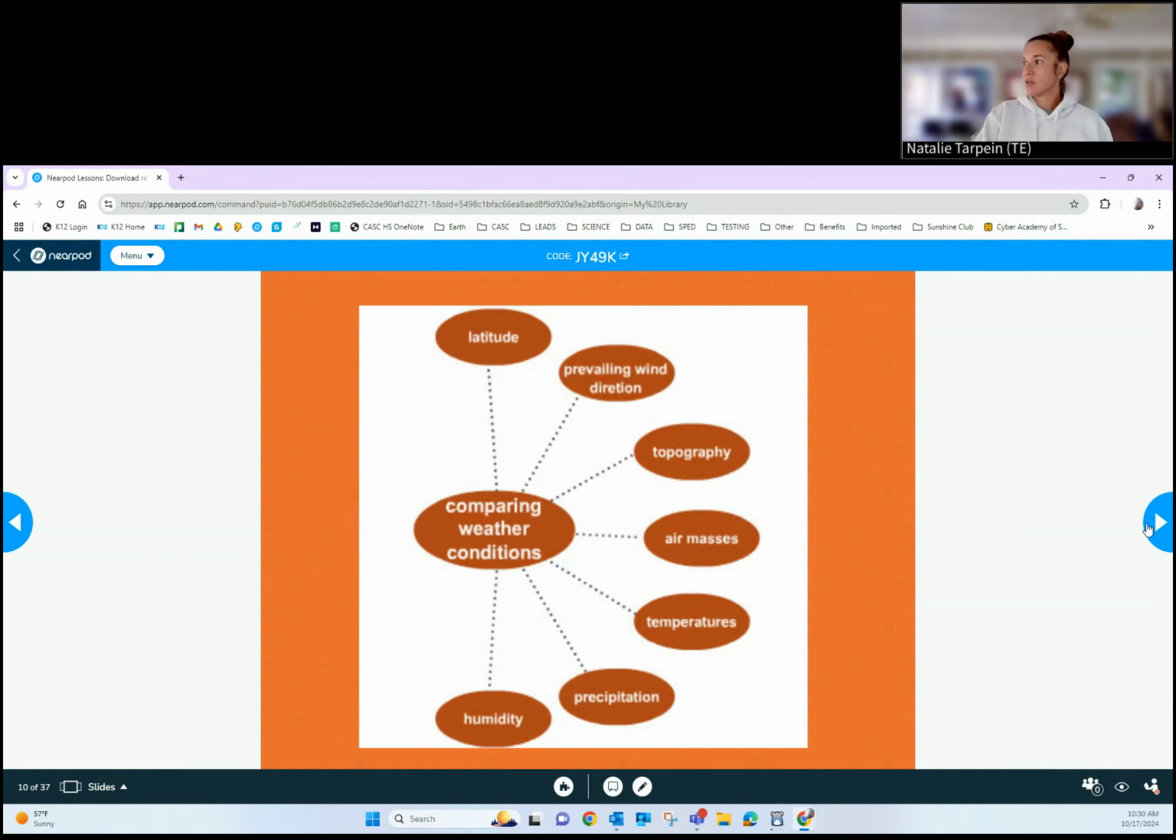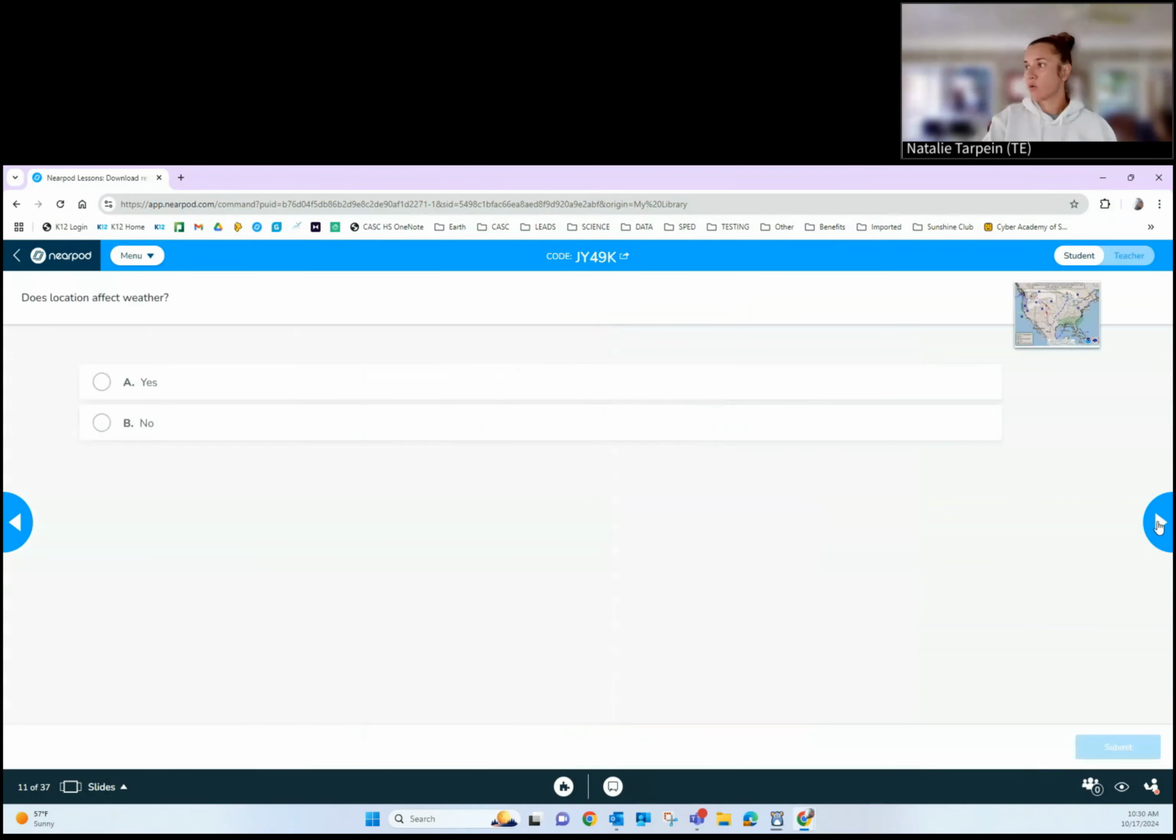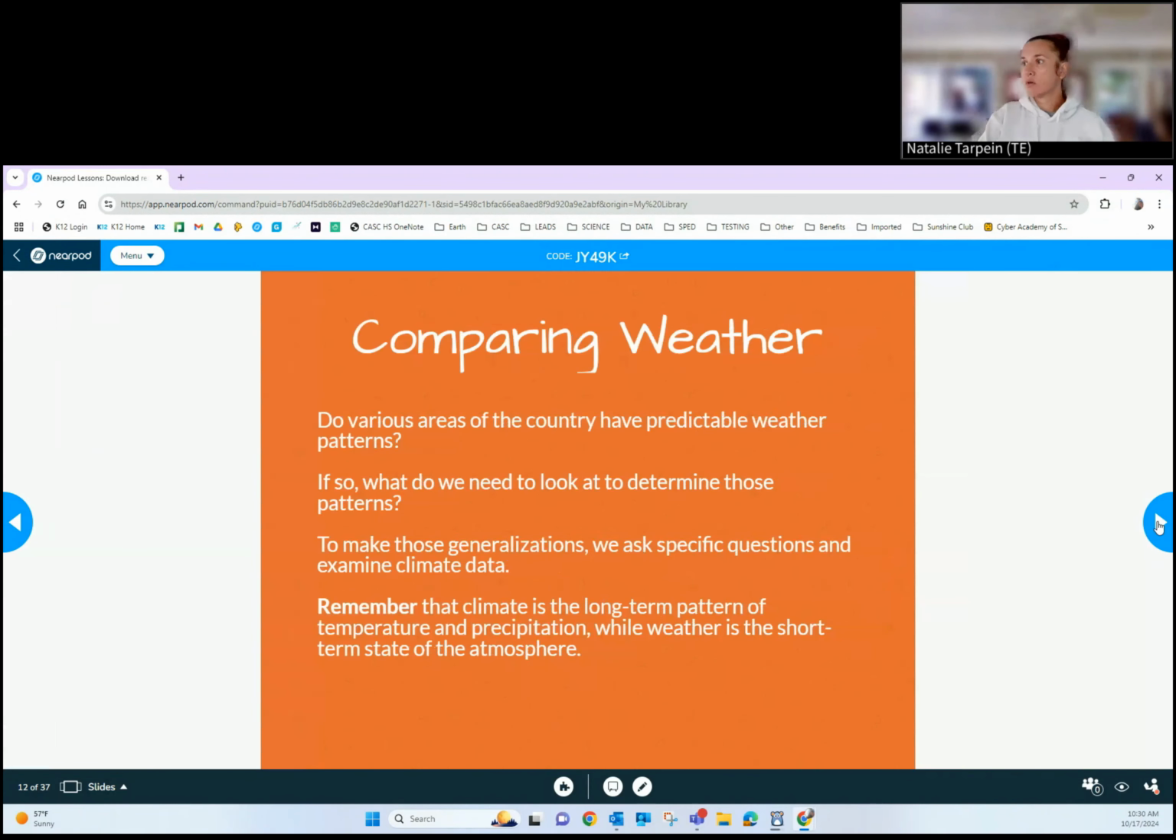Right, and then there's a nice little graphic for you to compare weather conditions. We're going to take a look at some of these others as well that we haven't talked about quite yet. Go ahead and answer those questions on your own.